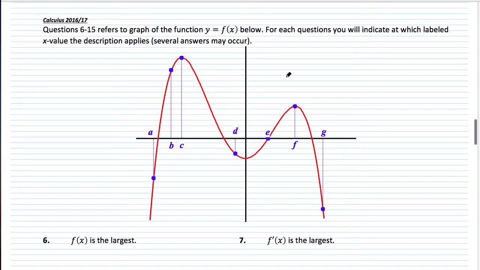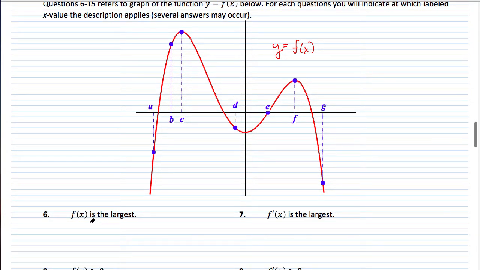So for questions 6 through 15, we're referring to A, B, C, D, E, F, and G, which are points on the graph of f of x. So just to be clear, the red is y equals f of x. Now, where is the value of f of x the largest? Well, this is just the highest point, and therefore, this would be at location C. Now 7 says, where is f prime of x the largest? So we want to know, when is the slope the greatest?